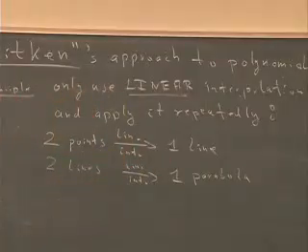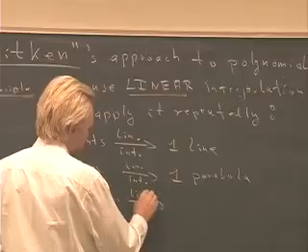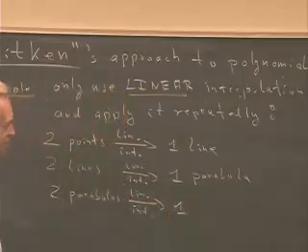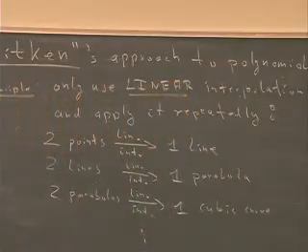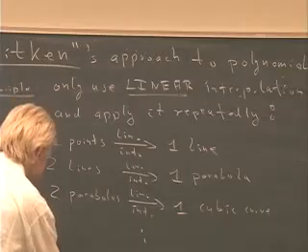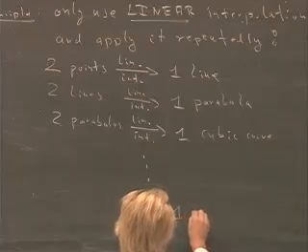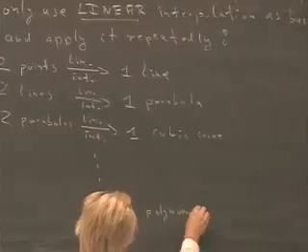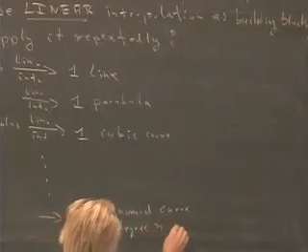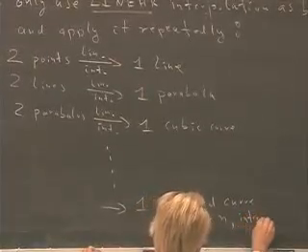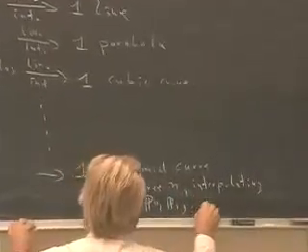Okay. Now you can go on and on. Now you take 2 parabolas, and linearly interpolate them. Lin-int, and you get 1 cubic curve. And so on. Until you get, finally, in the last step, 1 polynomial curve of degree n. So here at the end you have 1 polynomial curve of degree n, which interpolates n plus 1 points, interpolating P0, P1, Pn.